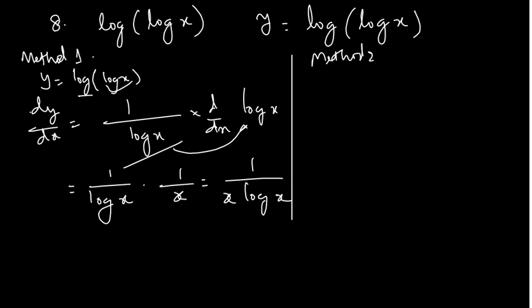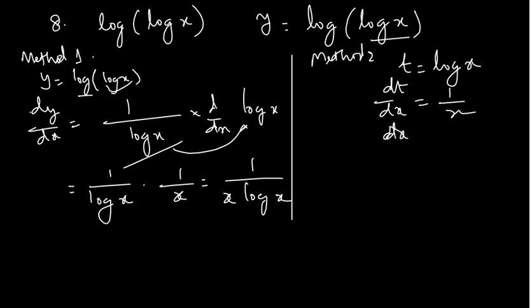Let t is equal to log x, because this is the extra thing. So dt by dx equal to 1 by x, dx by dt will be x. So from here y is equal to log t.